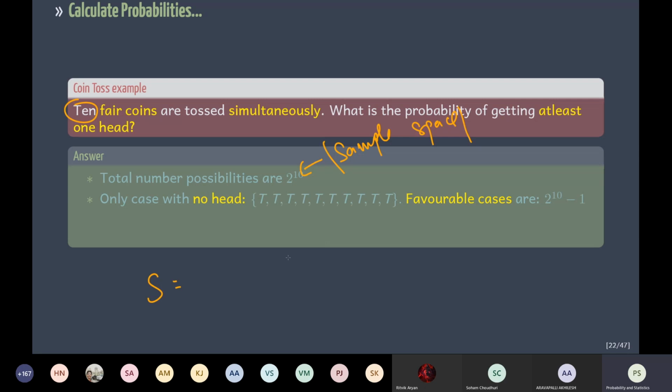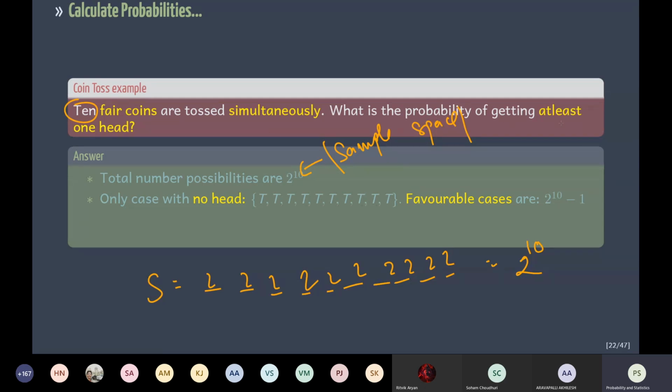You are tossing 10 fair coins, and what are the possible outcomes you are expecting? You can consider these as 10 places. At each place, what are the possible outcomes? It's either head or tail. So there are two possibilities at each place, because it could be repeated; another coin can also be head or tail. So this is 2 to the 10.